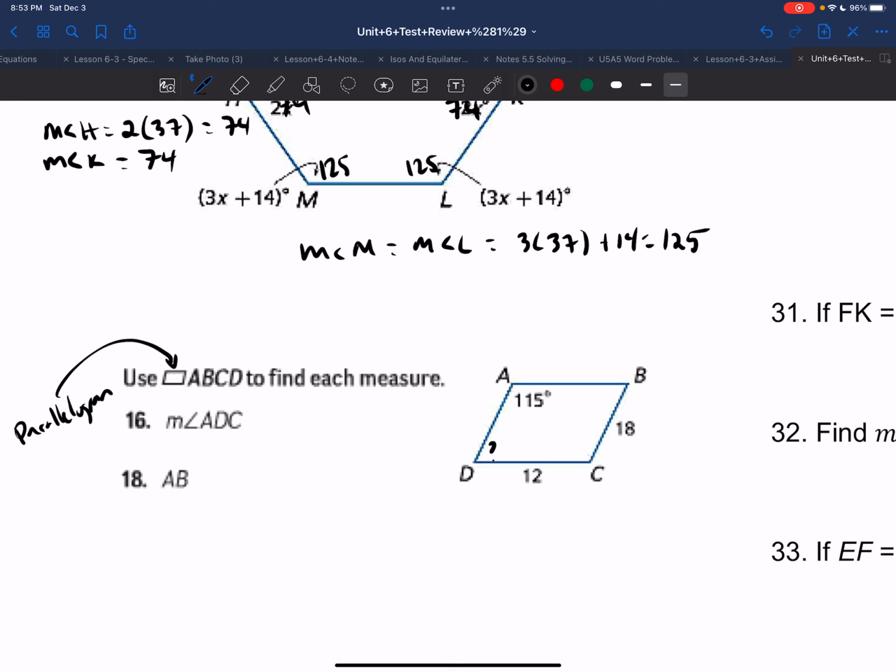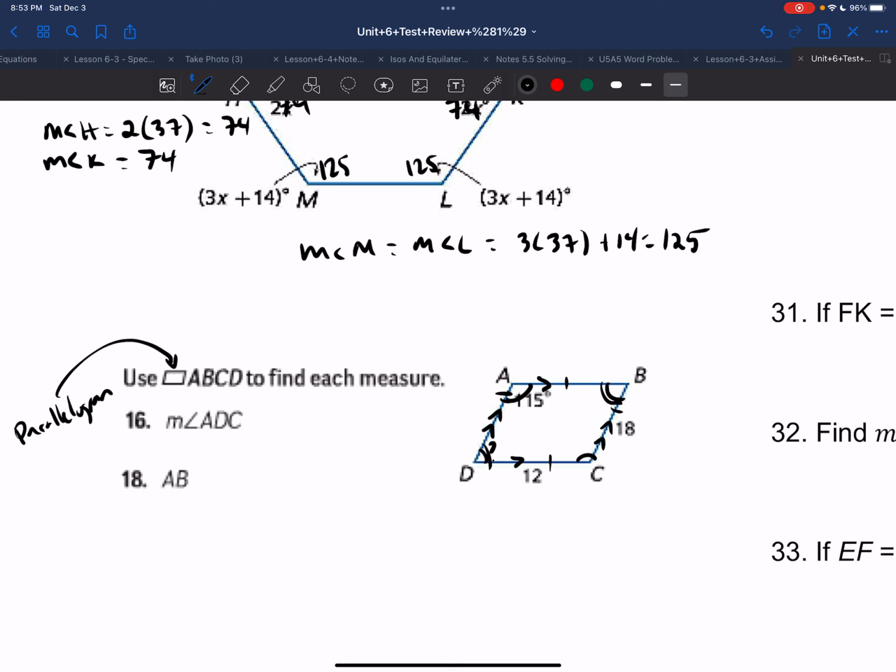But since this is a parallelogram, I need to go ahead and talk about the properties. Remember that opposite sides are parallel, and opposite sides are congruent. So this side and this side are also parallel, and I need to put 2 tick marks there. Oh, and also don't forget that opposite angles are congruent too, right?